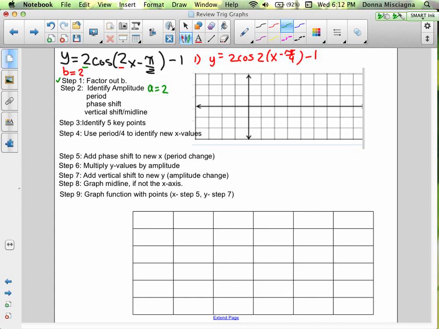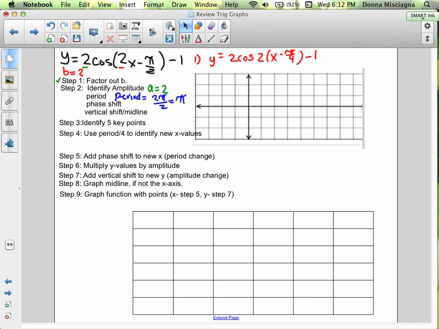And period is 2 pi divided by b. b is 2, so that's going to be pi. Pi is the period for this graph. Now let's answer the next question, which is the phase shift. So what is the phase shift?